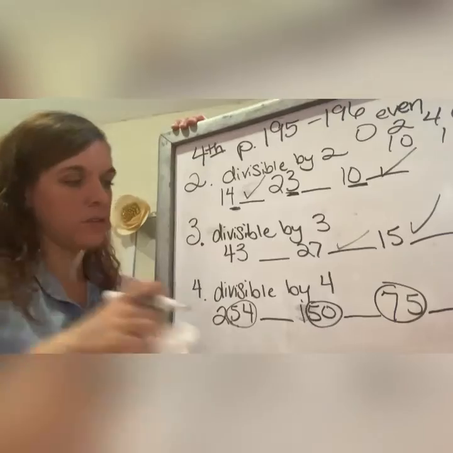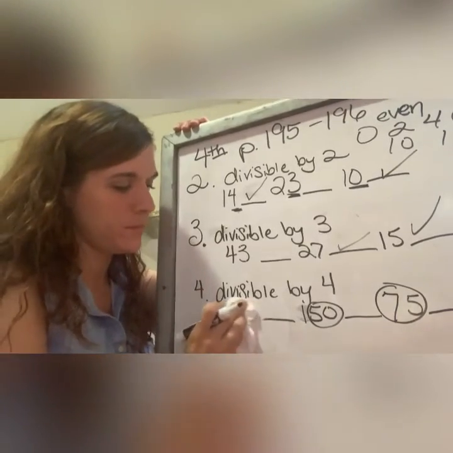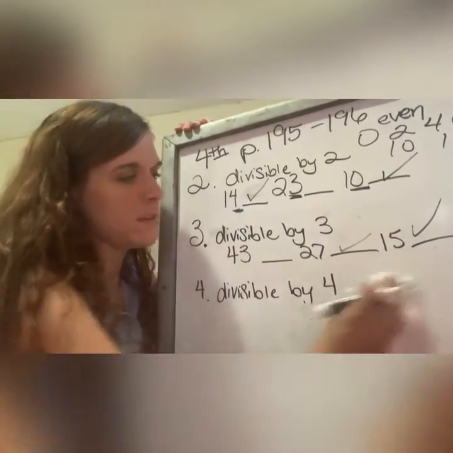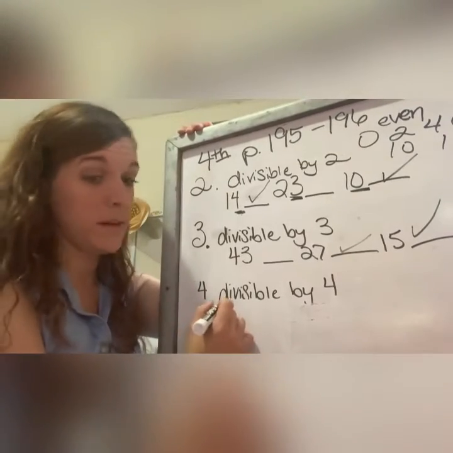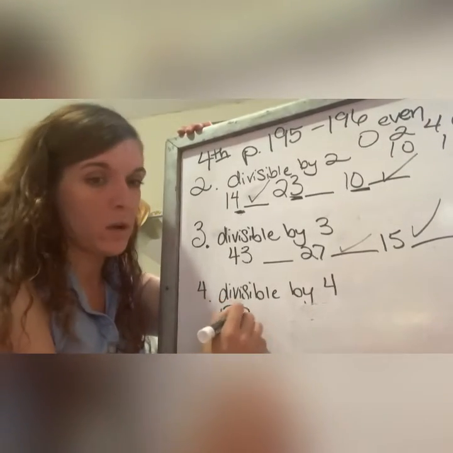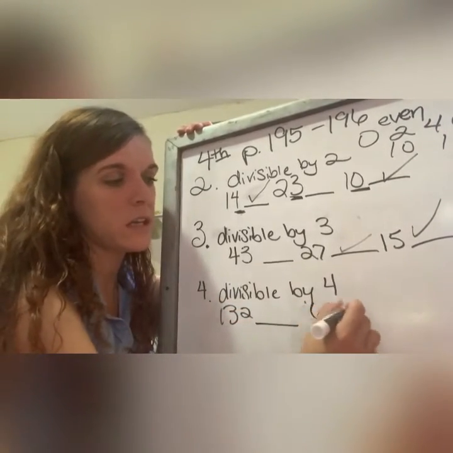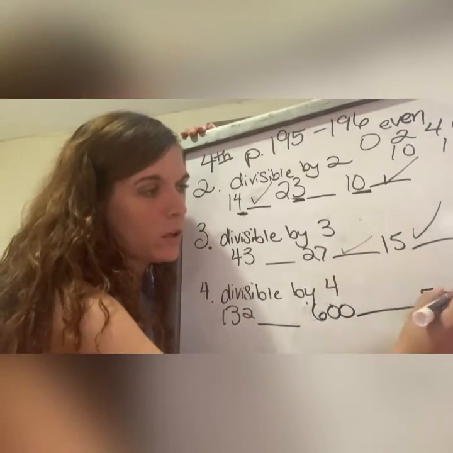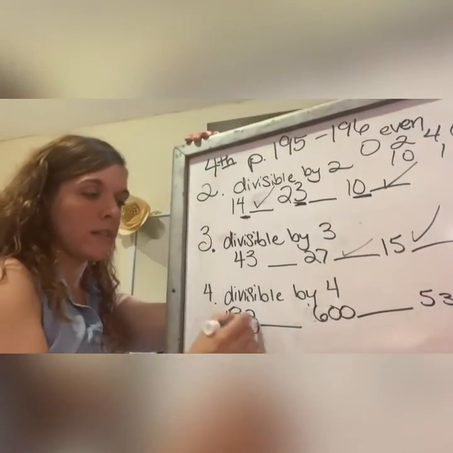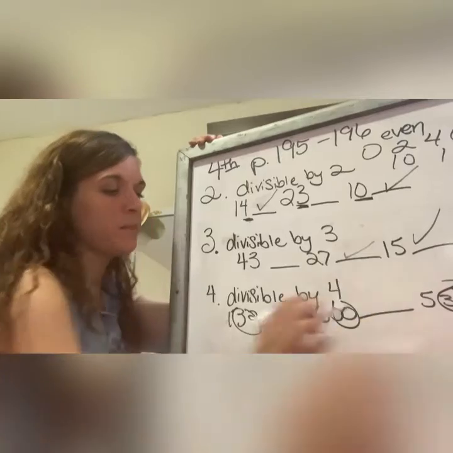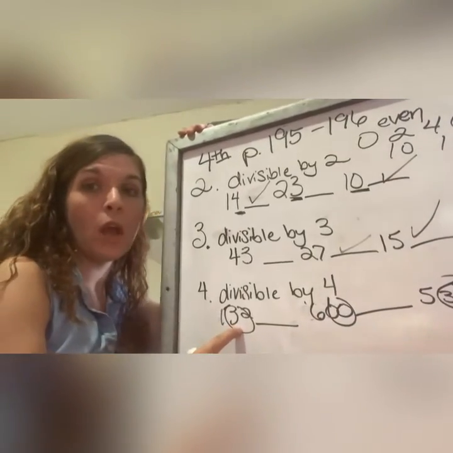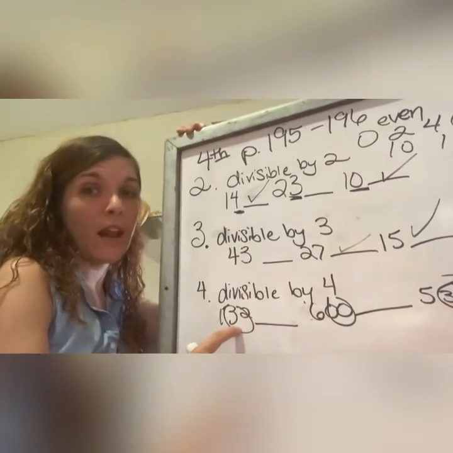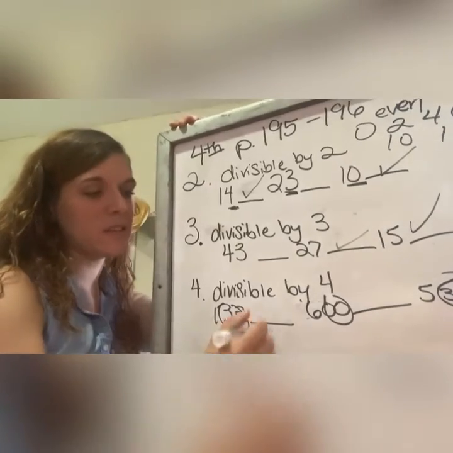Oops, and I did the wrong numbers here, didn't I? So I was like, none of those numbers are divisible by 4, so that is totally weird. Okay, 132, 600, or 531. Okay, so look right here. Let's circle our last 2 digits. Okay, 32. Can you divide 32 by 4, Fernanda? Yes, you can. So this is divisible by 4.